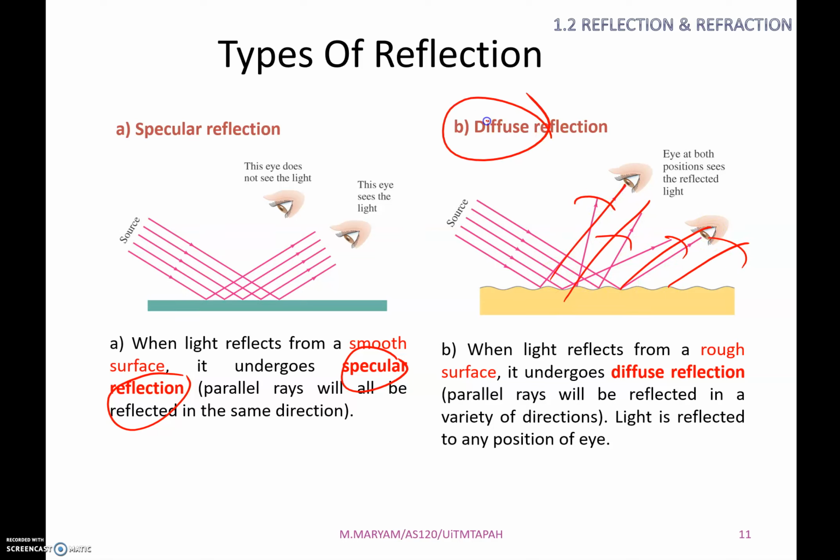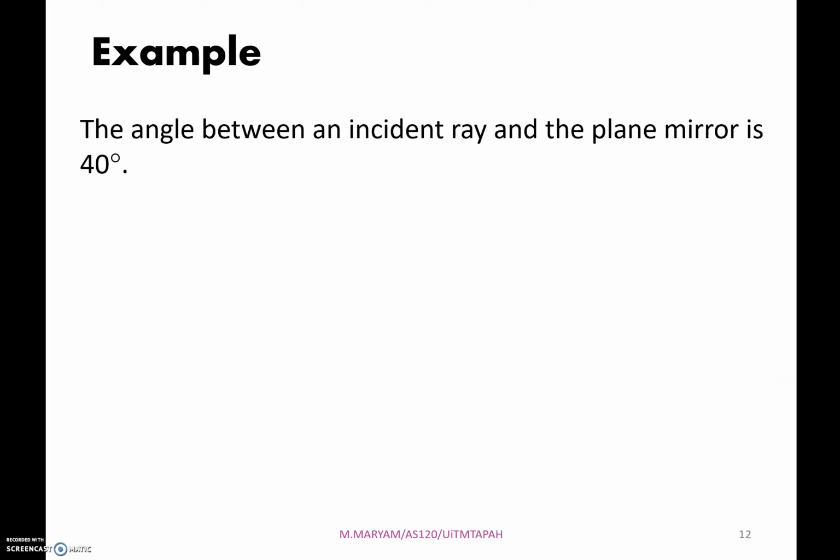So this is called diffuse reflection, where the light will go in a variety of directions and to any position of the eye. Let's give an example here. If the angle between an incident ray and the plane mirror is 40 degrees, I want you to draw first the surface as well as the normal to the line. So draw the surface of the plane mirror, and of course the most important thing is the normal line.